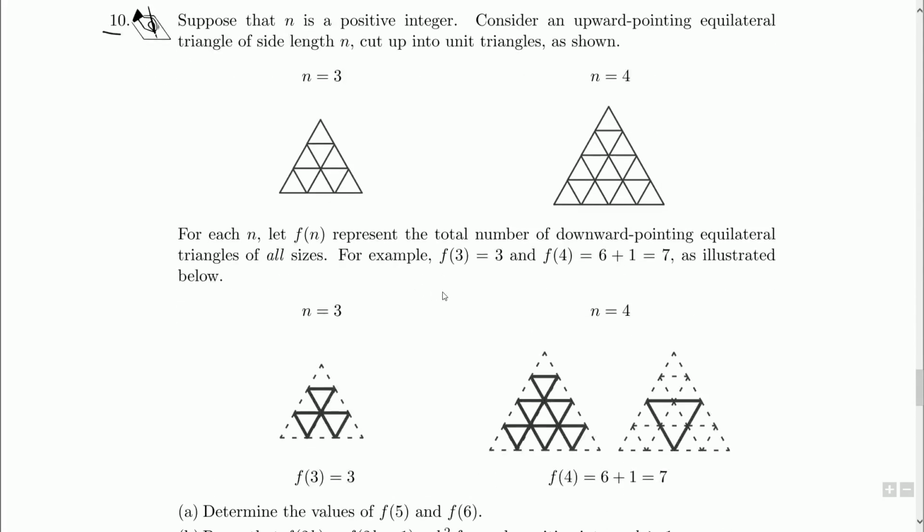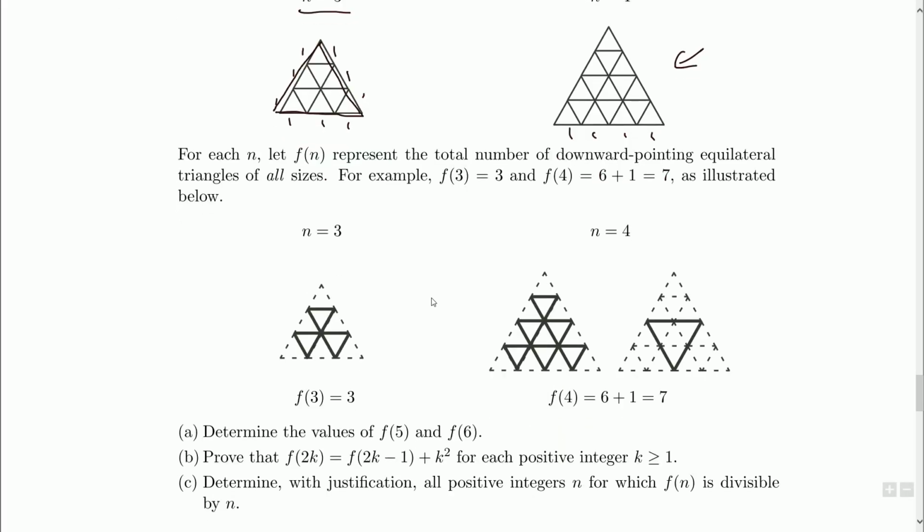Suppose that n is a positive integer. Consider an upward pointing equilateral triangle of side length n cut up into unit triangles. Okay, just as we've got shown. So for n equals 3, we've got 1, 2, 3 along the sides. Just trying to make connections as I read the question. I know when I cut up an equilateral triangle, just from experience, if the side length is n, there's actually going to be n squared of these unit triangles. I don't know if that's going to help. We'll find out. But you'll notice, if you count here, there's going to be 16 of them, because we got 1, 2, 3, 4 along the sides.